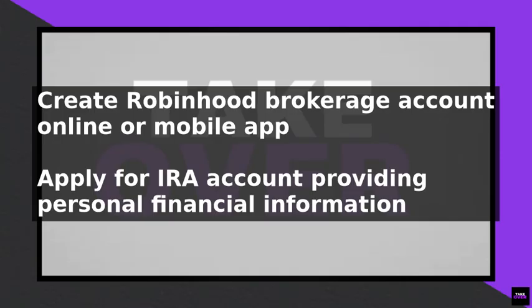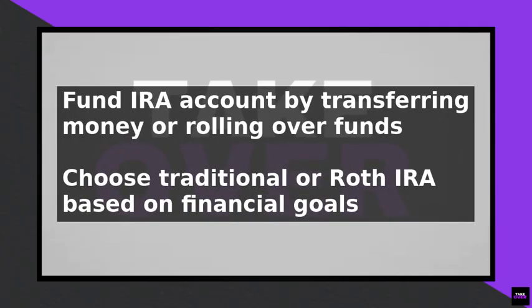Once your IRA account is approved, you can fund it by transferring money from your bank account or rolling over funds from an existing retirement account. Robinhood offers both traditional and Roth IRA options, so choose the one that best fits your financial goals and tax situation.